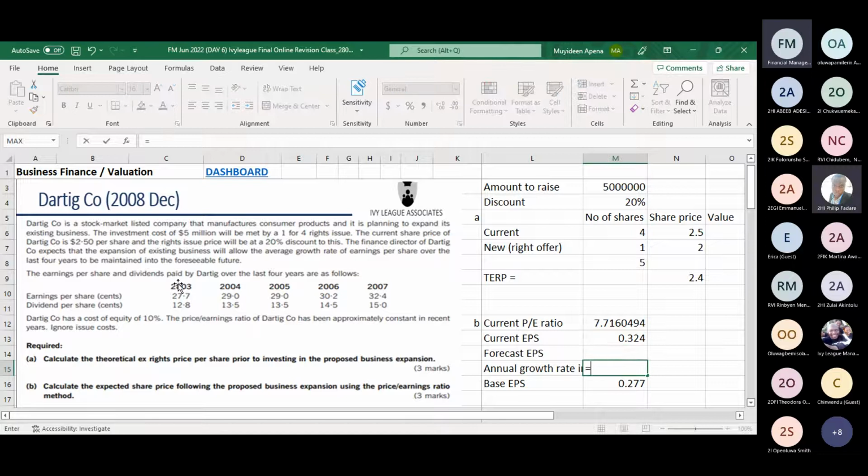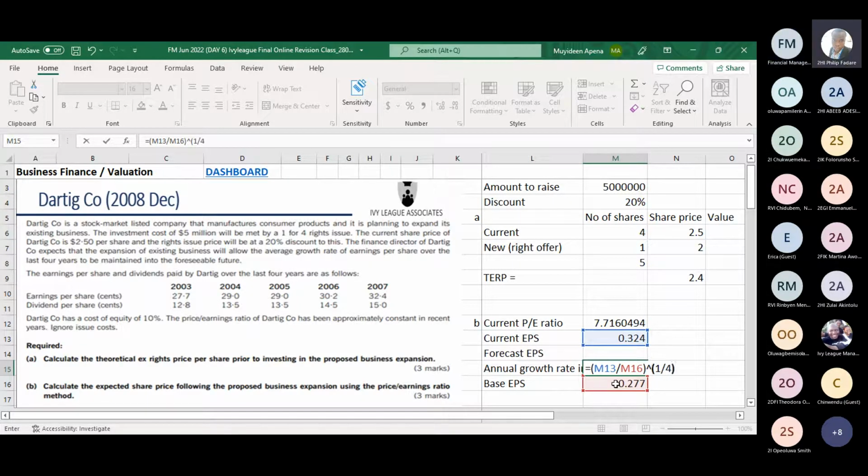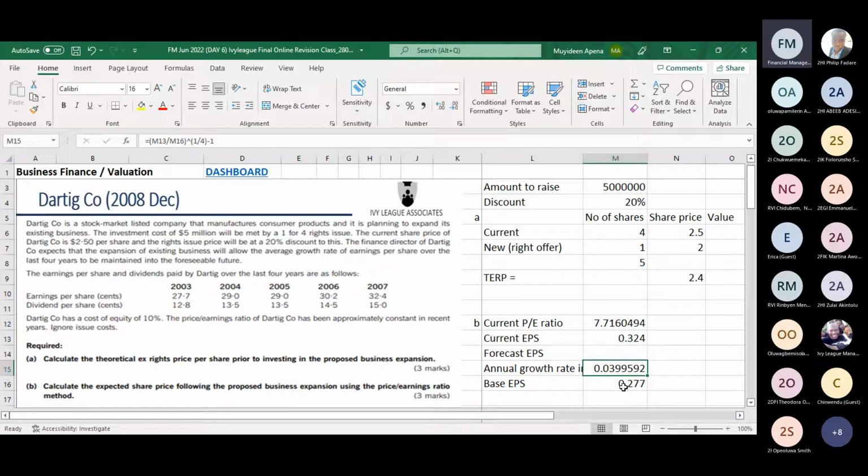So our growth in EPS will be equal to, bracket open, current EPS divided by base EPS, bracket close, to the power of 1 over what? 4. Do we agree? 4, isn't it? Then minus 1. So can we see it? This is the annual growth rate in EPS.